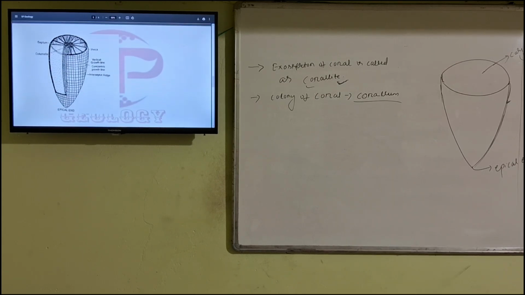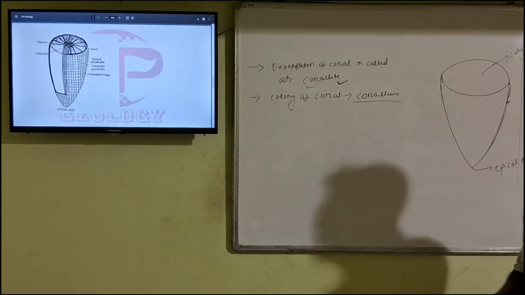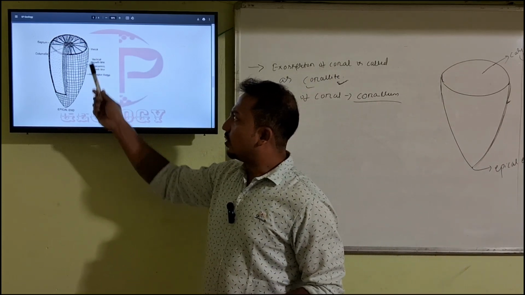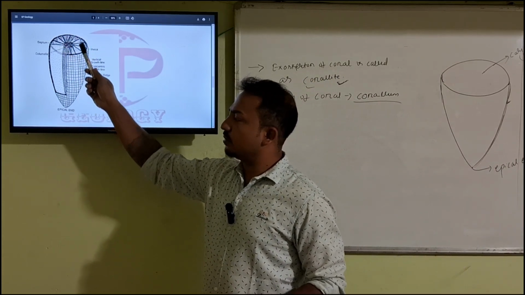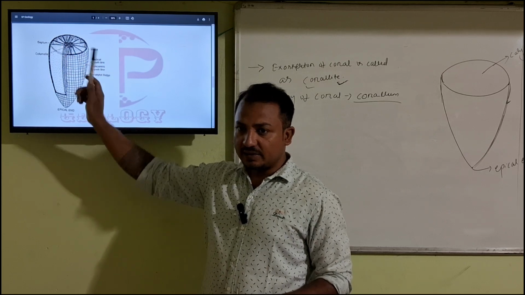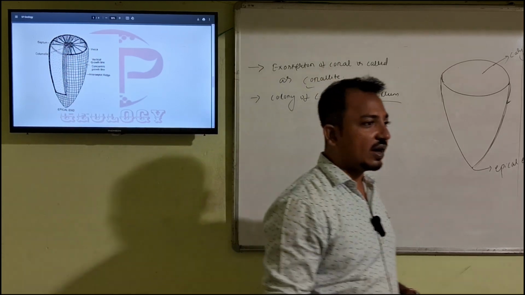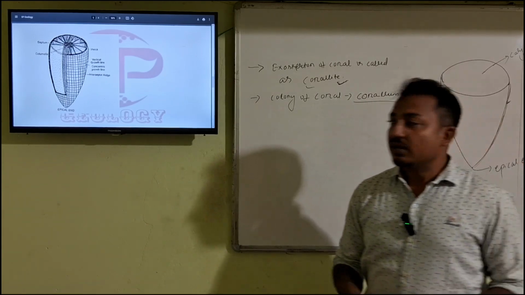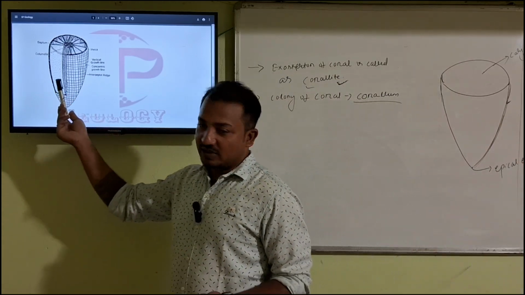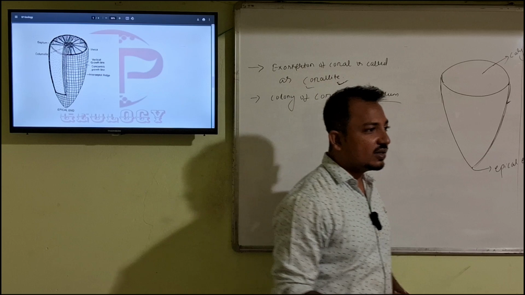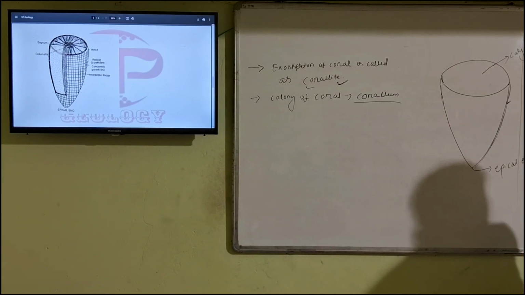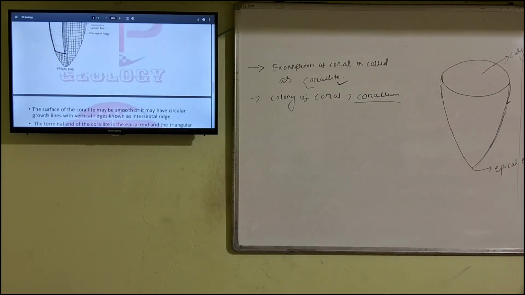Look at your diagram. This outer wall is called theca. This is your calyx. This is the apical end. There is a central column present along the calyx. That is called columella. And these are your partitions, the partitions of the coelom. We'll study the partitions in detail.